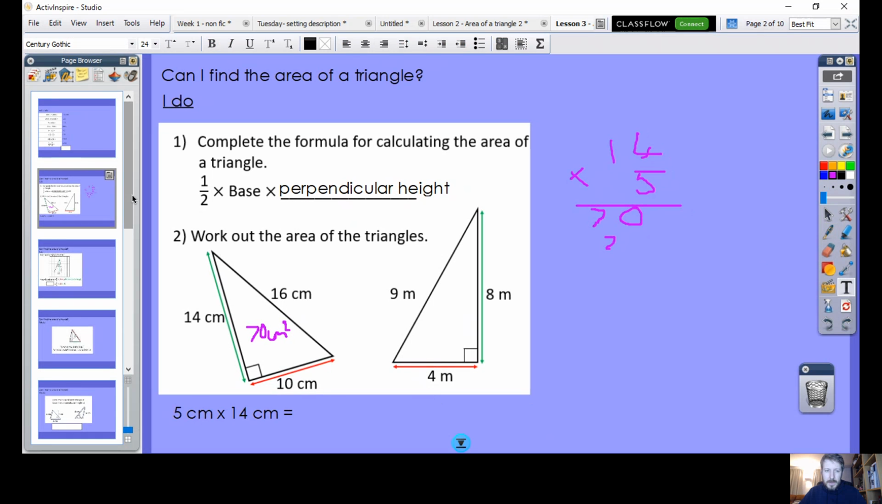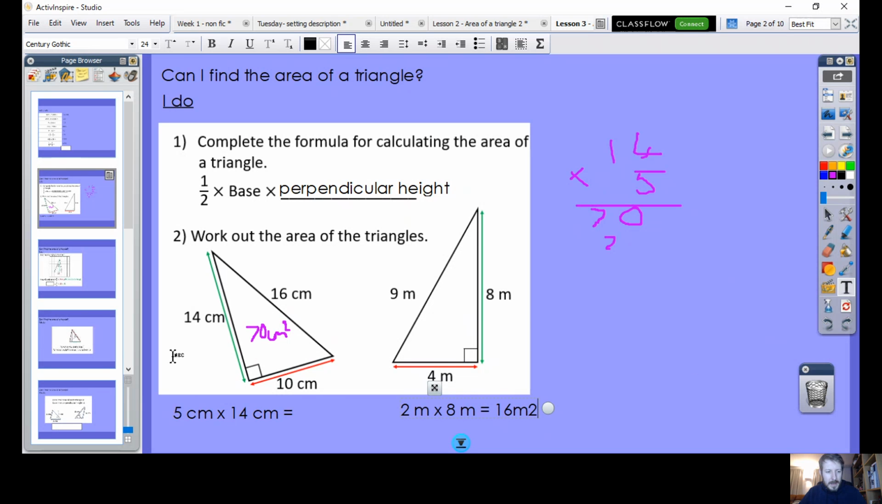Okay, and then this one, again, the same calculation. So we're doing half times the base, so half the base is 2 metres this time, multiplied by the perpendicular height. And the perpendicular height comes off the base at a right angle to the top of the triangle. So it's going to be 8. And 2 times 8 is 16 metres, and then we need to have the squared as well. So the area of this one would be 16 metres squared.